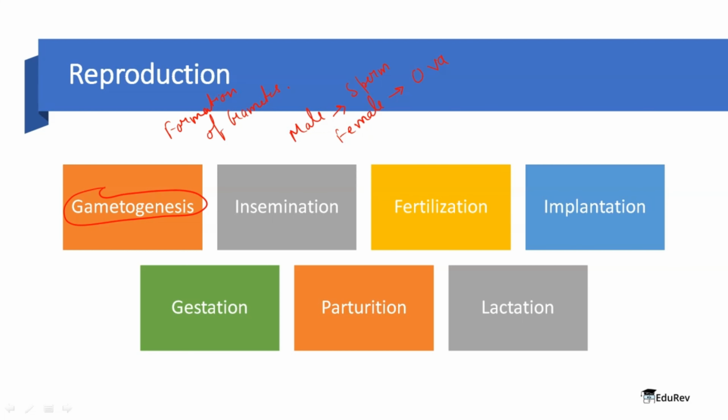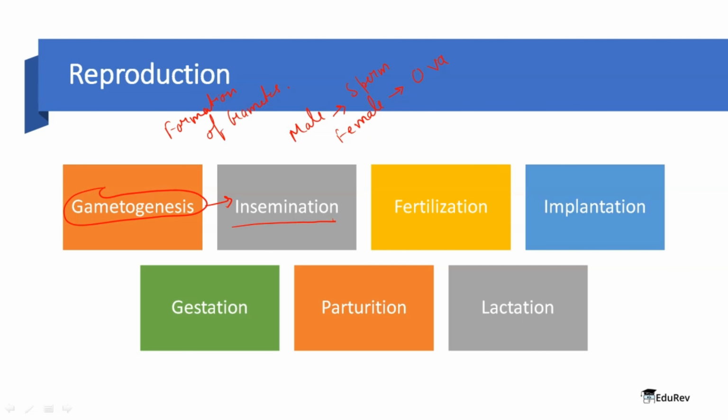After gametogenesis, the next step is insemination. To understand insemination, we must know that in humans, internal fertilization occurs. And for internal fertilization, there should be a way to carry the male gamete to the female body. This process is known as insemination.